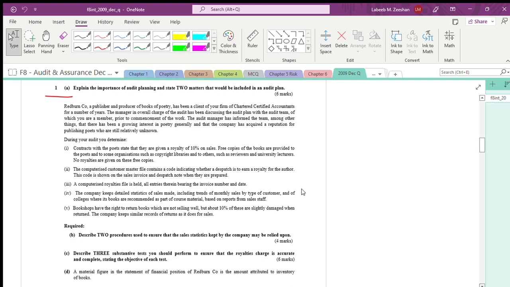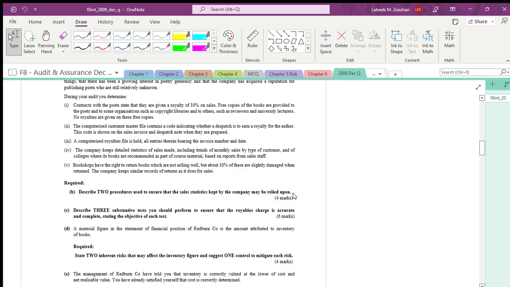We have done sales and receivables. Fine. What they are asking us is that these are the two things. They are saying that describe two procedures to ensure that the sales statistics kept by the company may be relied upon, and three substantive tests you should perform to ensure the royalties charge is accurate and complete, stating the objective of each test. Okay, three means the three substantive procedures you should perform.